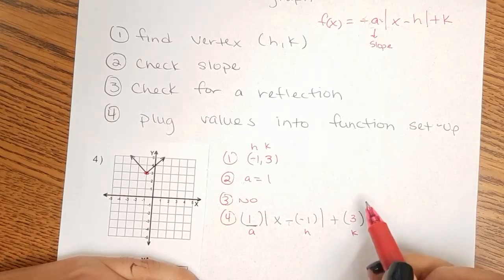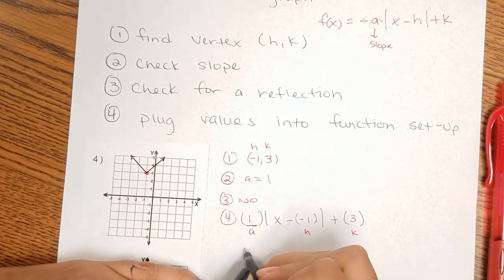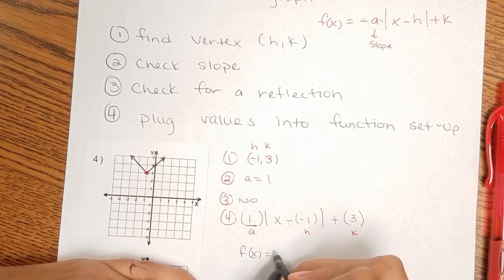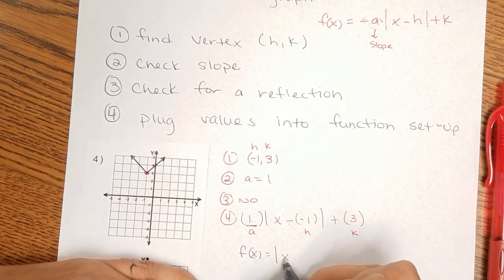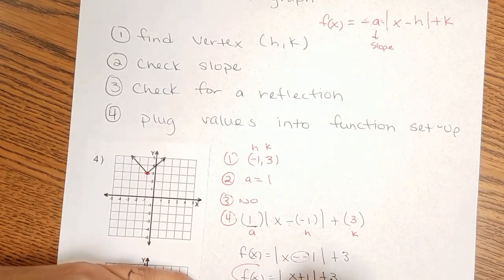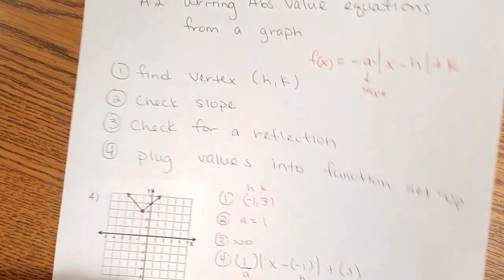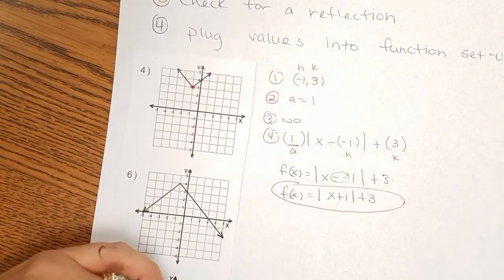Okay, so then you simplify it. Since a is 1, we don't really care about it. So we're going to have f of x is equal to the absolute value x minus negative 1 plus 3. Okay, can't have that double negative there. F of x is equal to the absolute value of x plus 1 plus 3. And that's it. That's your answer. That's all you got to do. Nothing too crazy. All right, I'm going to have a few more examples for you.